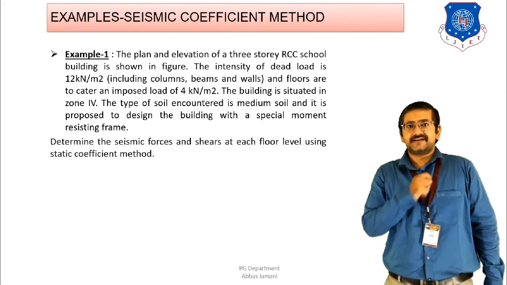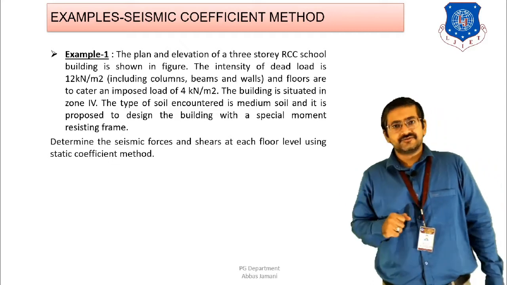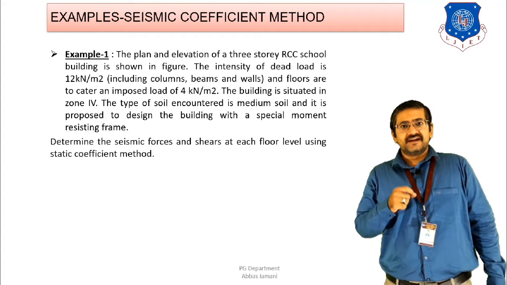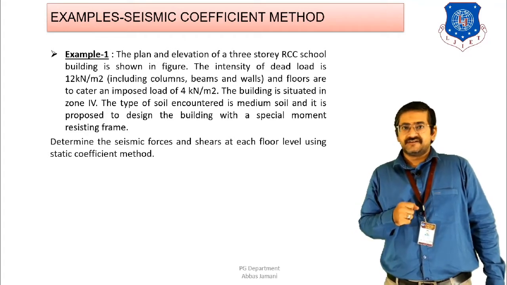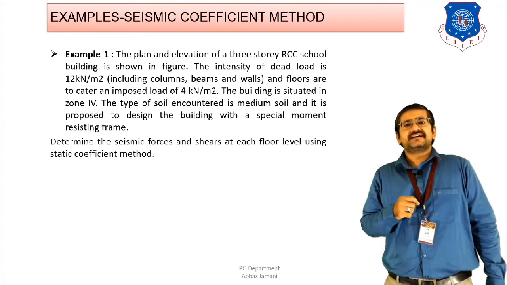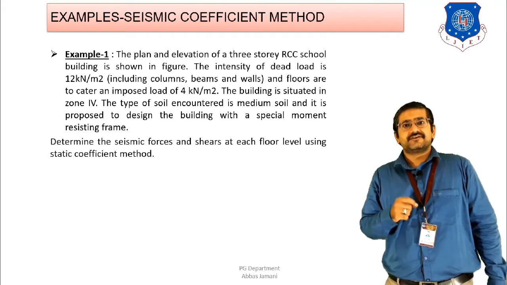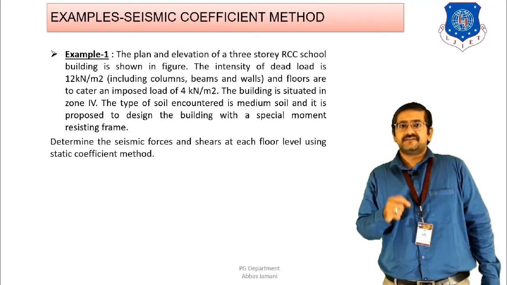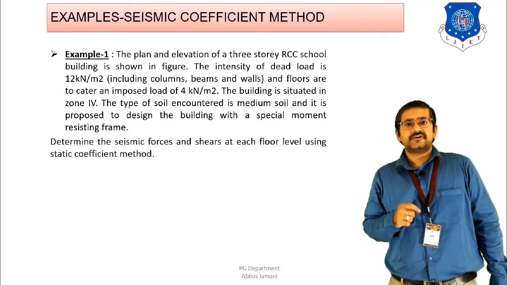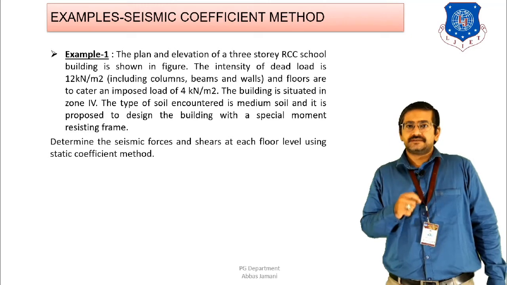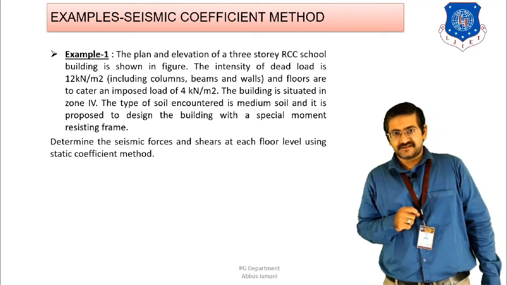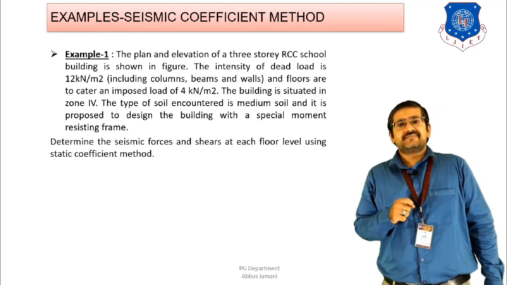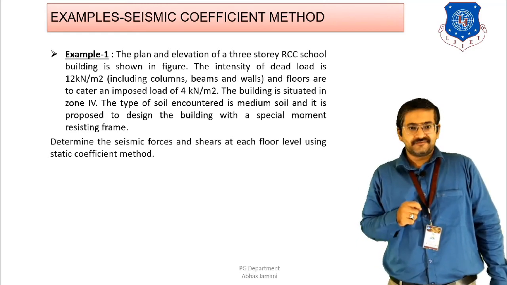So let us start with today's example, where the data is given to you: the plan and elevation of a 3-story RCC school building is shown in the figure, right? The intensity of the dead load on the floor is 12 kilonewton per meter square, which is inclusive of the weight of the slab, beams, columns and the walls. The imposed load that is expected to be on the floor is 4 kilonewton per meter square, right? The building is located in zone 4 and the soil type encountered on the site is medium soil.